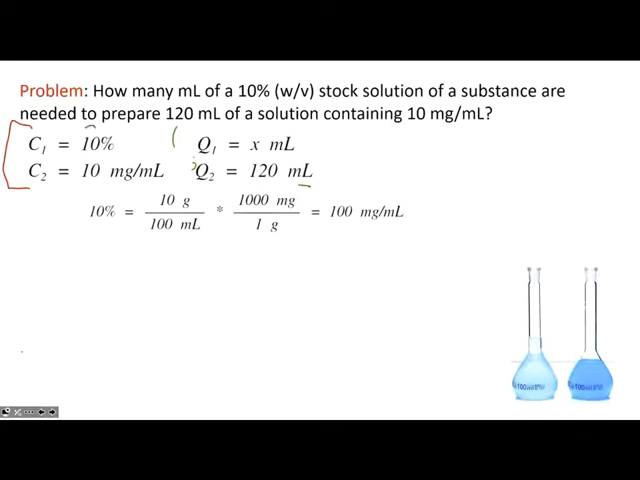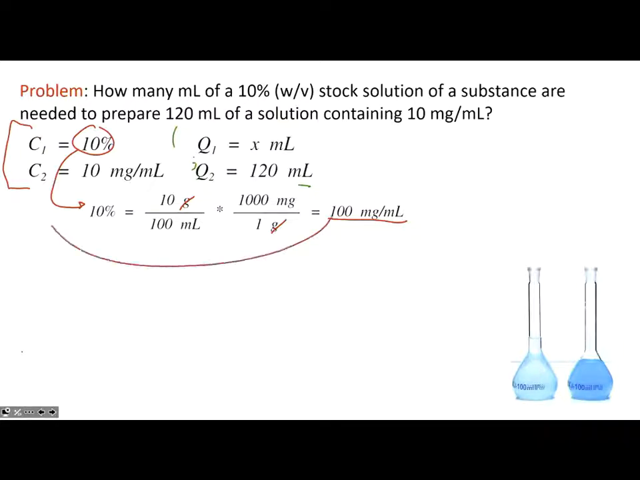So what I chose to do is to take my 10% and change the units. Because I know that 10% means 10 grams in 100 milliliters, all right? Is everyone okay with that? Now all I need is milligrams per milliliter, not grams per milliliter. So I'm going to convert my grams to milligrams by multiplying by 1,000 milligrams per gram. If I do that and solve the math, 10 times 1,000 divided by 100, my final answer is in milligrams per milliliter. And that matches the one below.